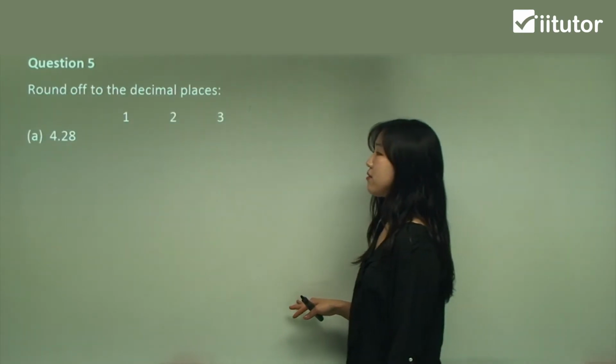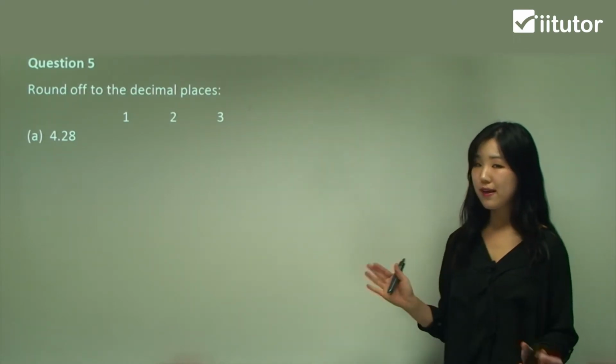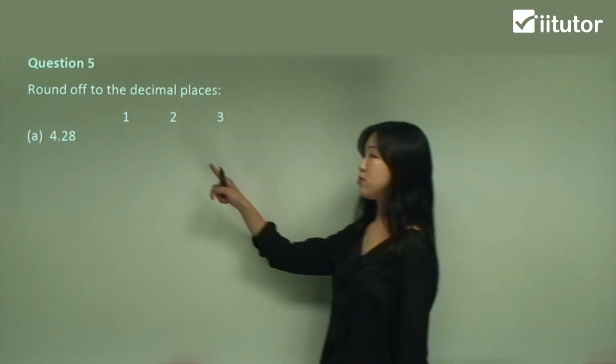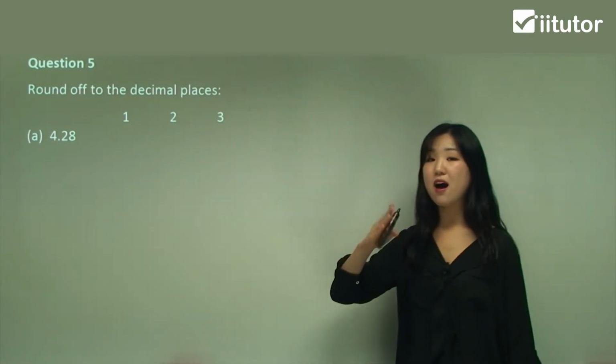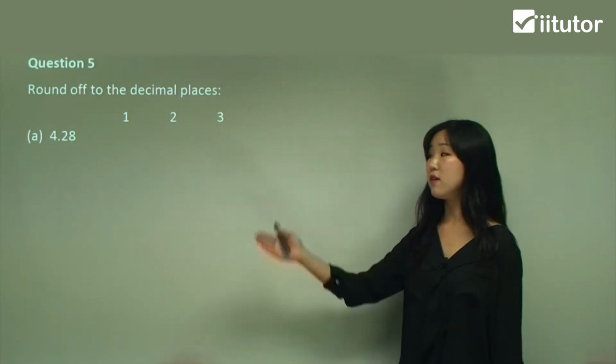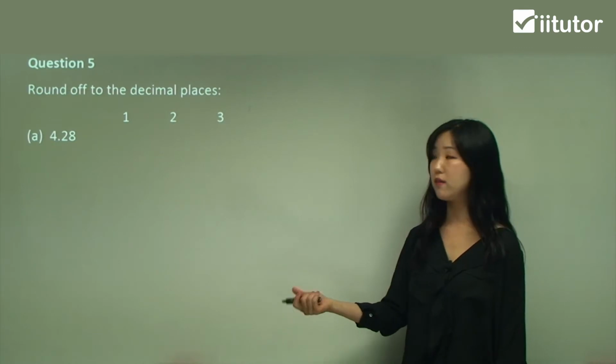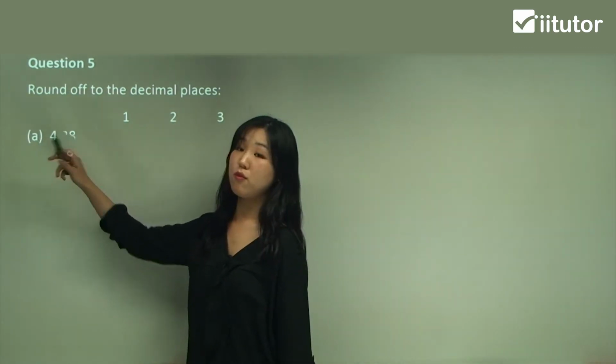Okay, let's do another one. Question 5. Round off to the decimal places that are given to us. So decimal places, if we're looking for one decimal place, you're always looking at one number after the decimal point. Two decimal places, you look at two numbers after the decimal point, and three decimal places, three numbers after the decimal point. So you don't have to look at anything before the decimal.